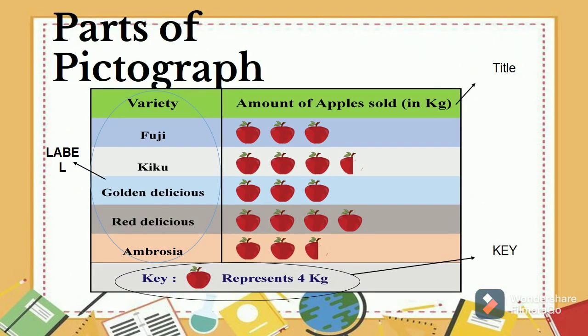Here are the parts of a pictograph. The first one is the title, which you can see on the upper part of the images. On the left side are the labels, which are the categories of the images in the pictograph. And the last one is the key, which is the representation of each image.